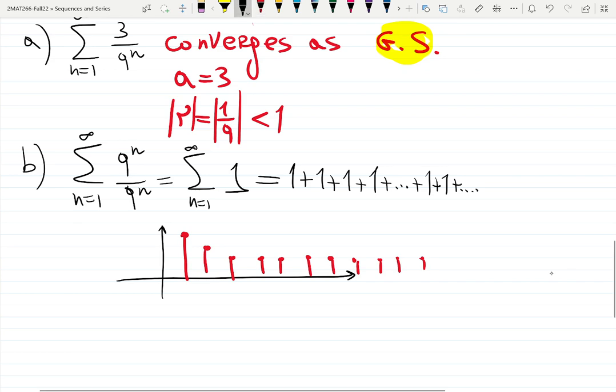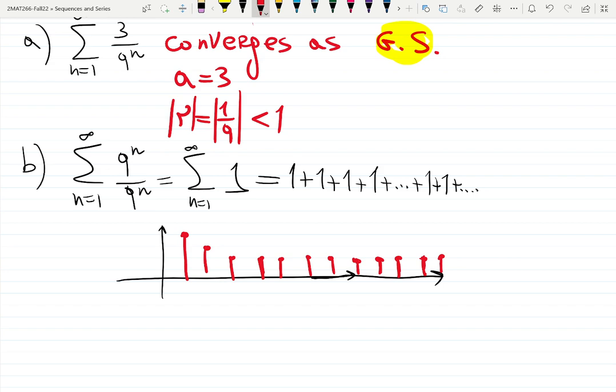The sequence has a limit, and it is 1, but the series does not have a limit because we're adding infinitely many 1s. That is the idea. So there is no way this area will be finite. What do you think about this? Questions, ideas?